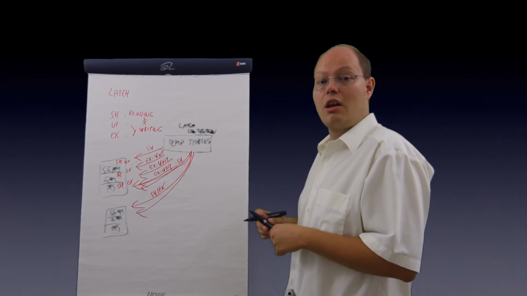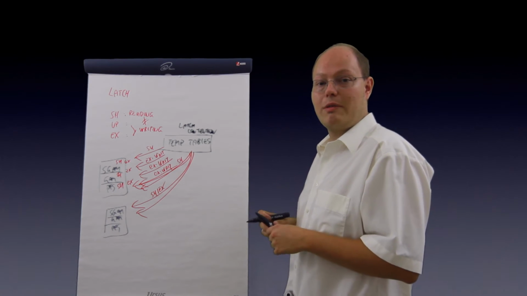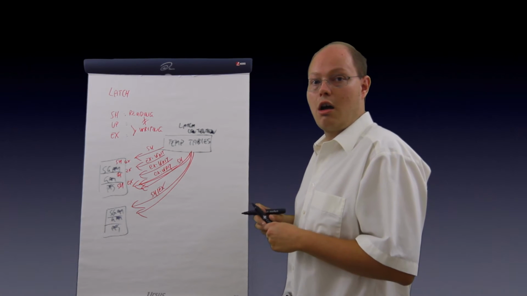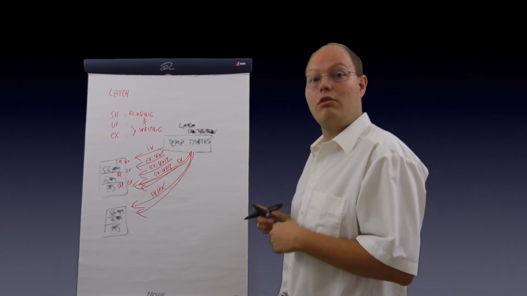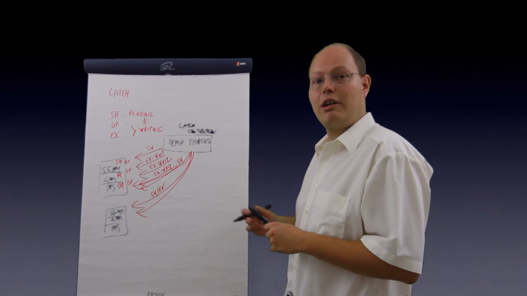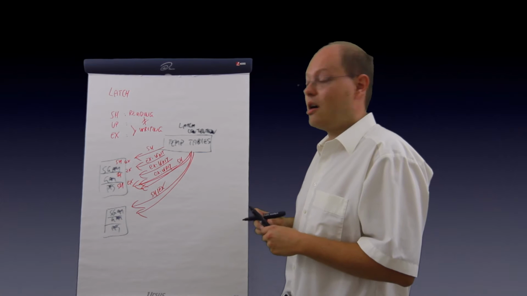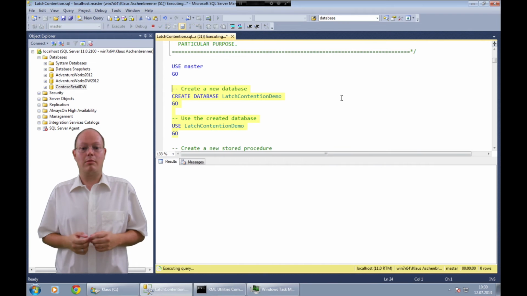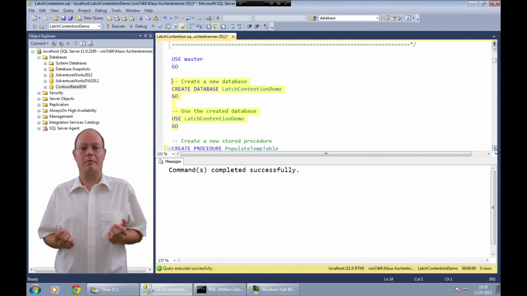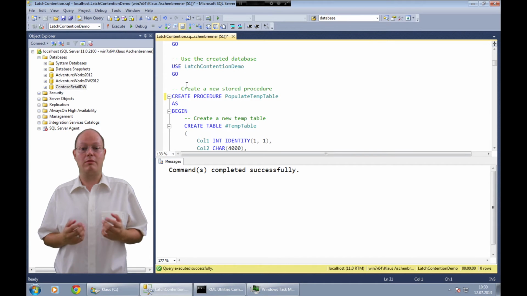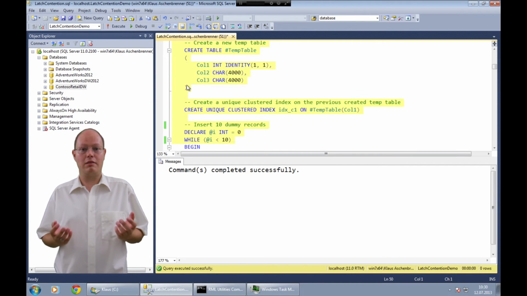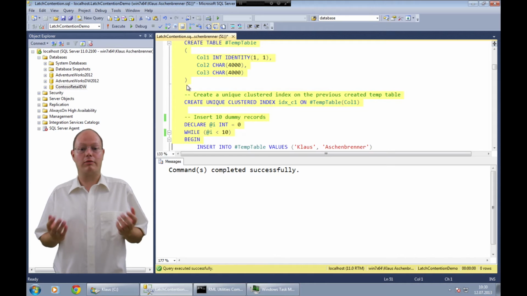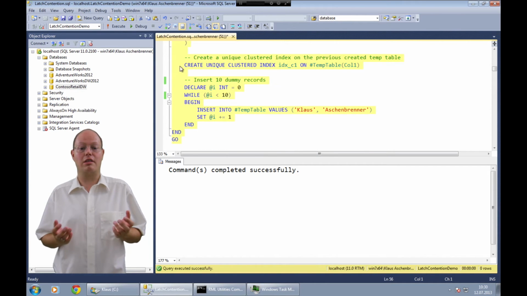So by now we are switching over to SQL Server Management Studio, and I will show you how we can reproduce latch contention within TempDB, how we can identify it, and finally how we can resolve it by adding additional data files to TempDB. The first step of this demo, we are creating a new database. Within that database, we create a simple stored procedure. As you can see from the definition of that stored procedure, in the first step I'm creating just a simple temp table, and afterwards I'm creating a unique clustered index on it.